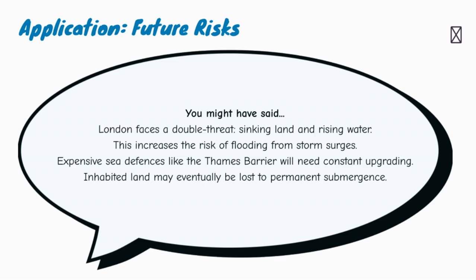A strong GCSE answer might say, London is at increasing risk because global eustatic sea levels are rising due to climate change, while southeast England is slowly sinking because of isostatic adjustment. This means relative sea level is rising faster. As a result, storm surges and high tides could cause more frequent flooding. Expensive flood defenses, such as the Thames Barrier, may need to be upgraded to protect homes, businesses, and infrastructure. That answer is strong because it links eustatic change, isostatic change, and flood risk.